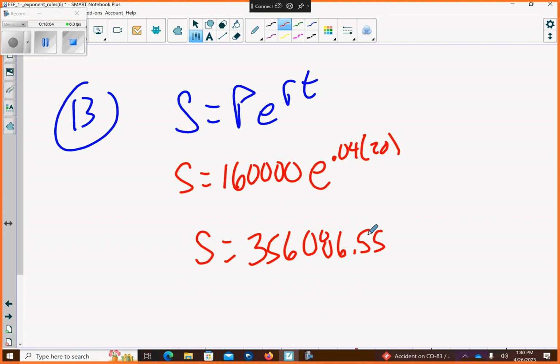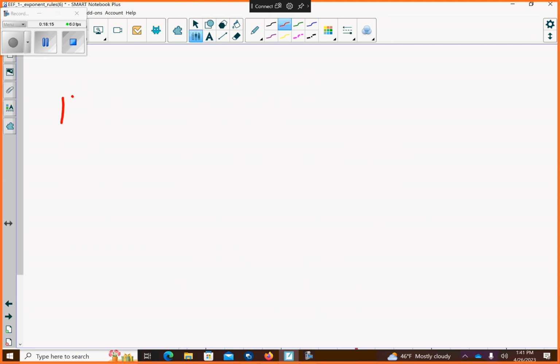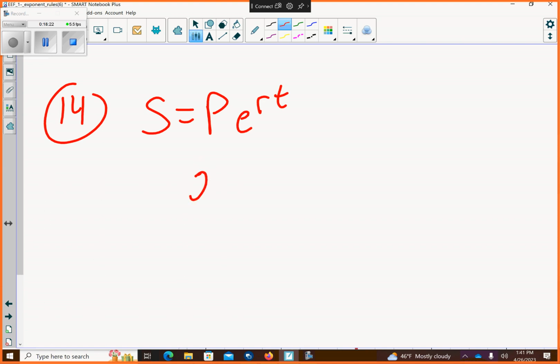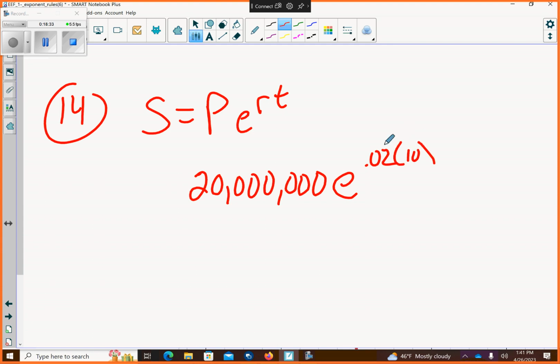Okay. Suppose a country has a population of 20 million, and projects its growth rate at 2% for the next 10 years. What will the population be in 10 years? Okay, so this is going to grow the same way as everything else. You use S equals P e to the rt. So you have 20 million, e raised to the 0.02 times 10.